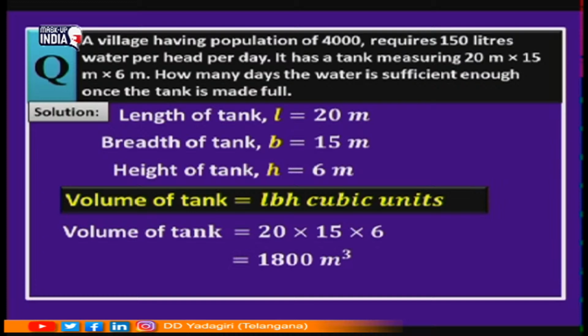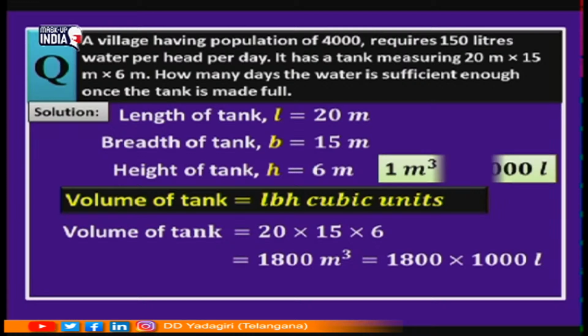On multiplying all these 3, how much do you get, children? 1800 meter cube, that is the volume of the tank. Now, let us convert this meter cube into liters. So, 1 meter cube is nothing but 1000 liters. Hence, 1800 meter cube will become 1800 into 1000. So, how much are you going to get, children? Yes, it will be 18 lakh liters, that is the volume of the tank.